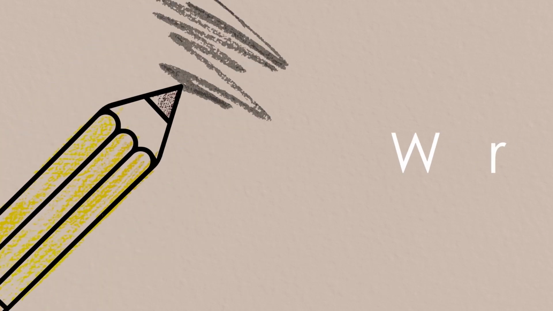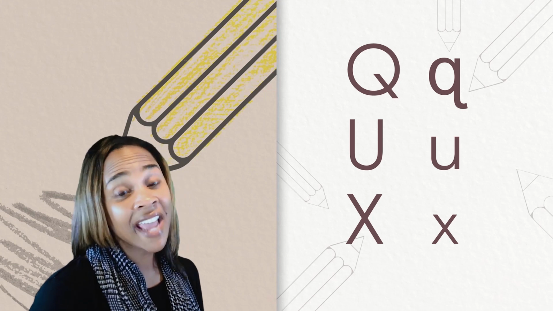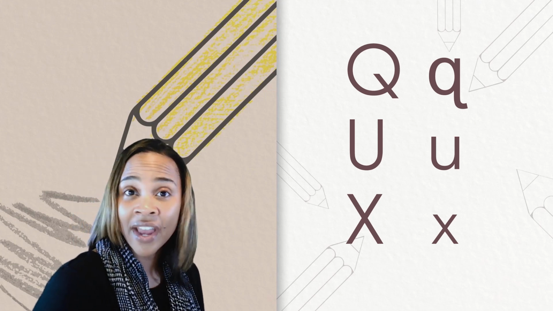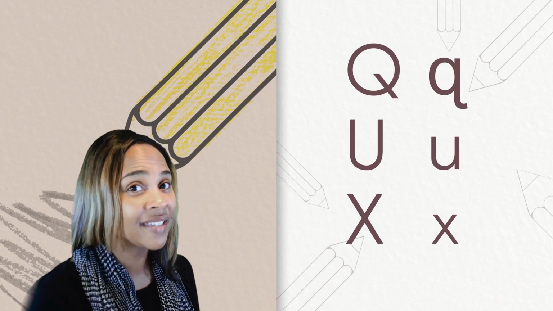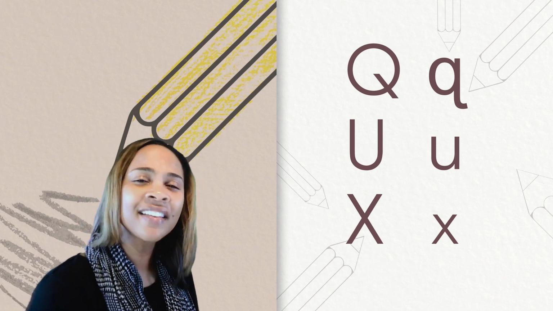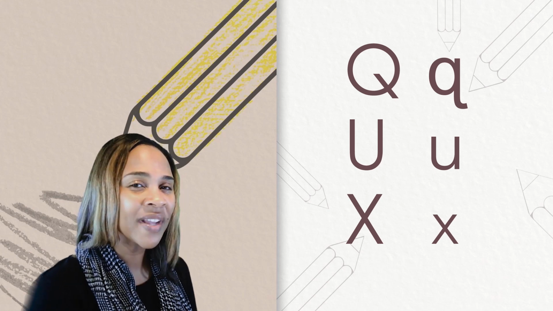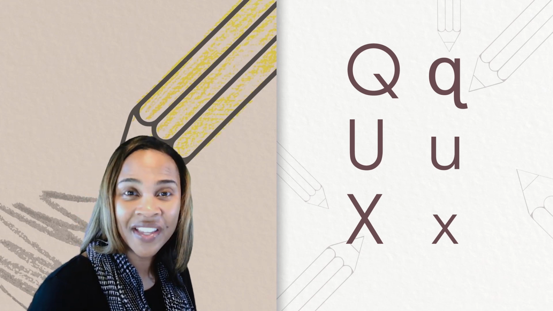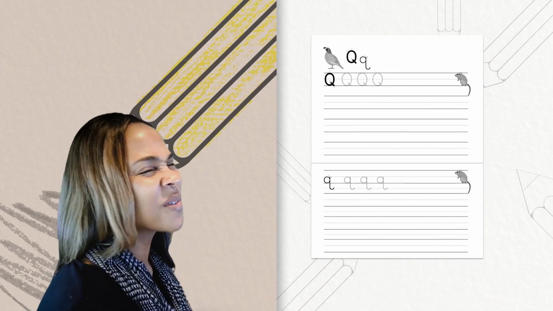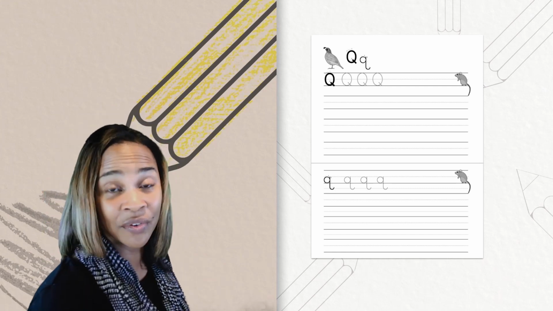Writing. Today we are going to learn to write our letters Q, U, and X. But first, let's practice skywriting them and saying the sounds. I'm going to model them first, and then you can try them. Watch. I'm going to start with the uppercase Q first.